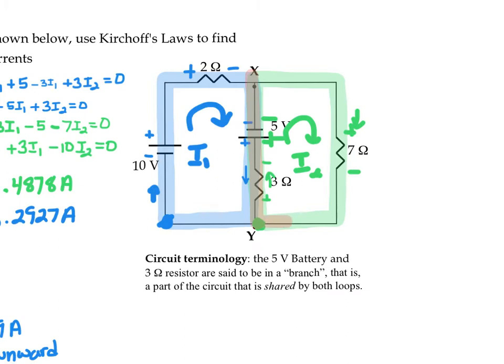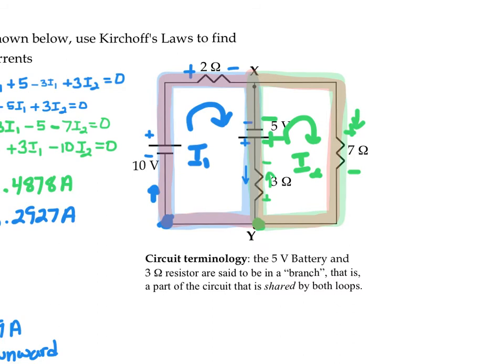We could also do it from this path, because that's another path where I go from Y to X. That would have the same electric potential gain, or the same voltage. We could also go this way. So there are 3 different ways that we could solve that. Let's do the easiest way first.